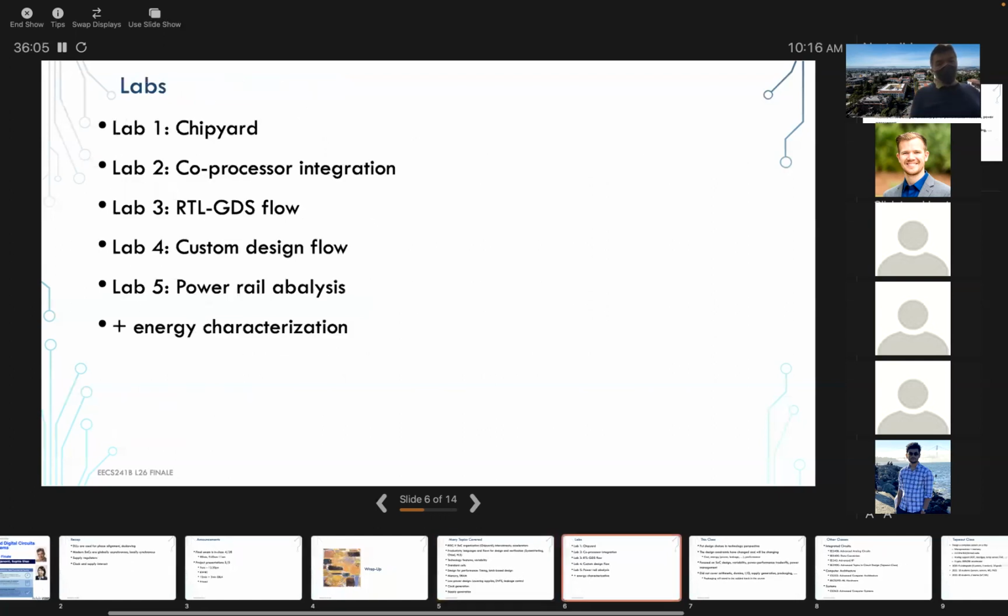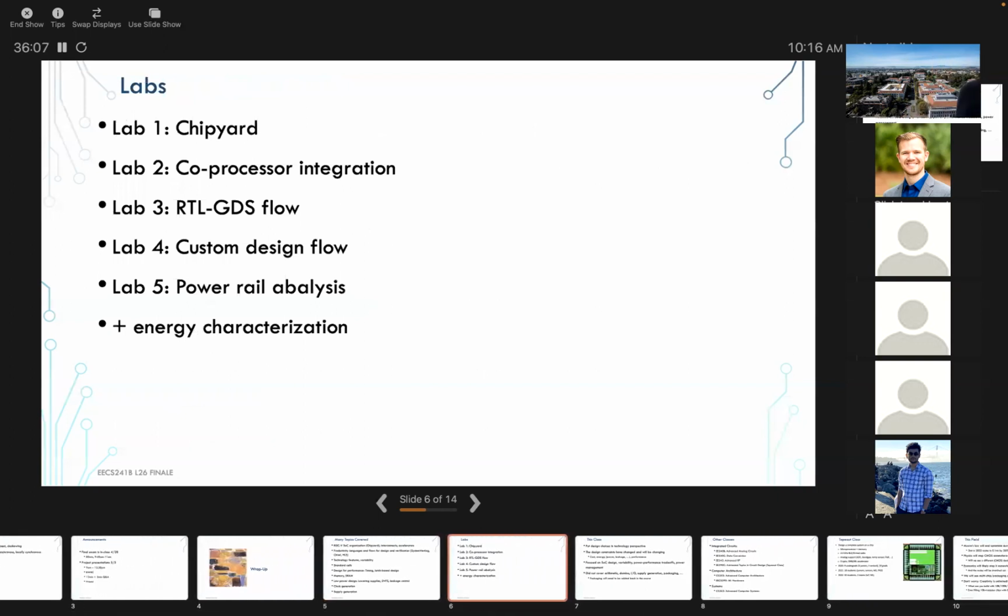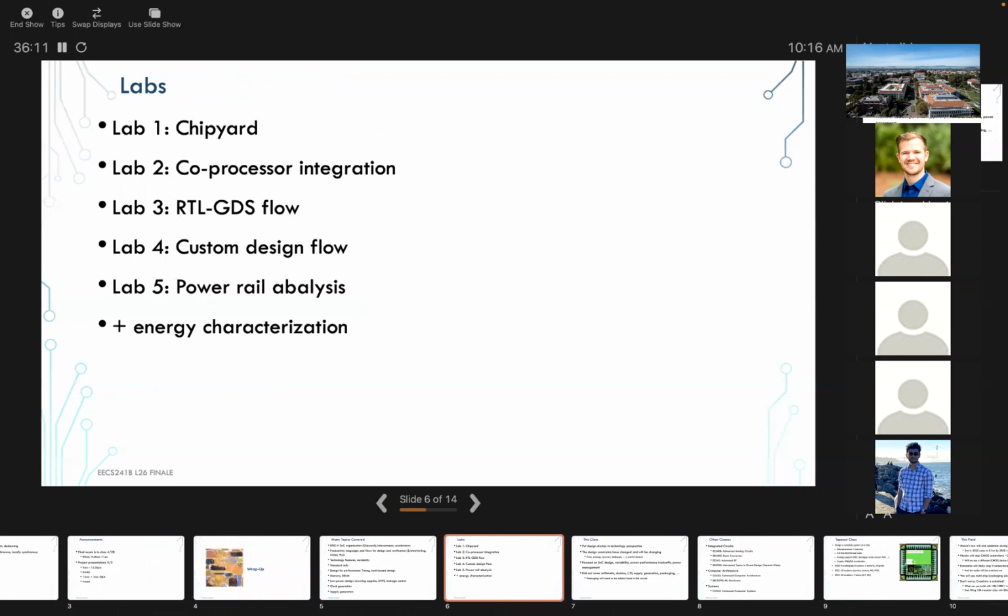We didn't cover many other things. There's a lot of stuff in IC design that is out there. These 5 labs, and I think next year, this energy characterization will become an official lab. We got a draft of it, which I hope you will very much appreciate.